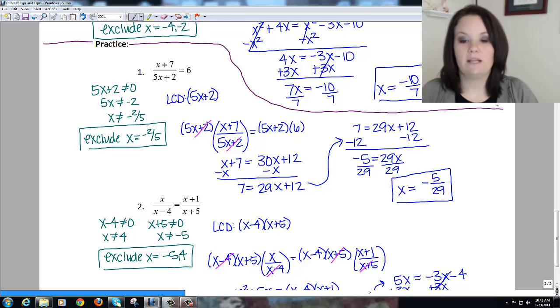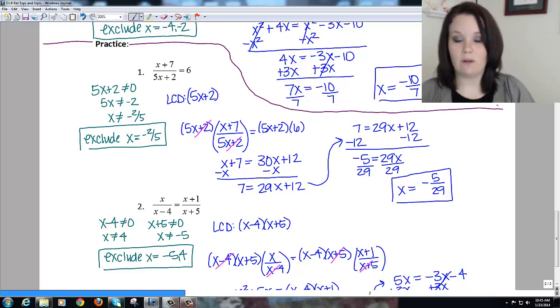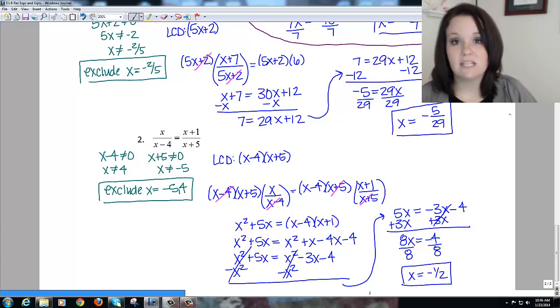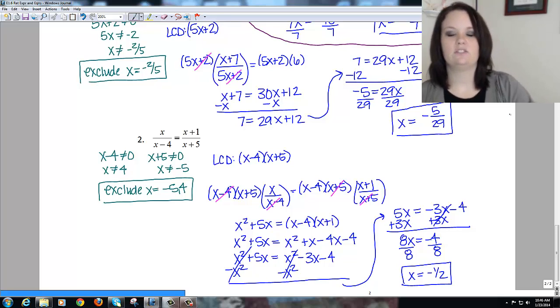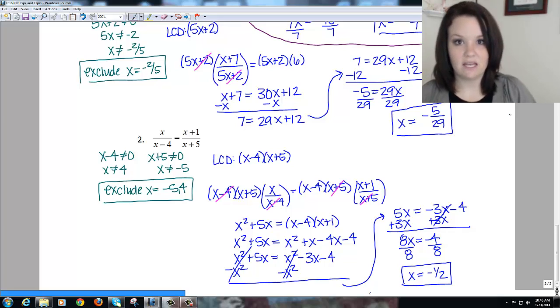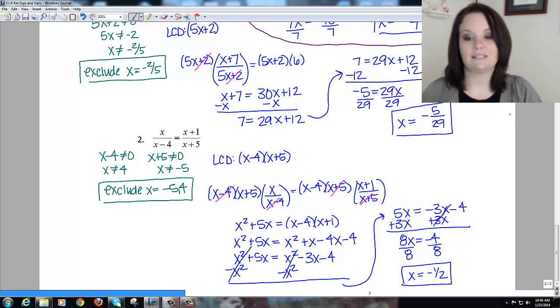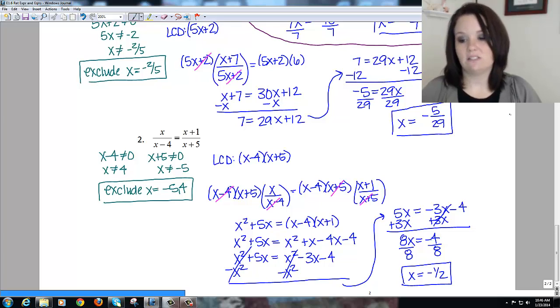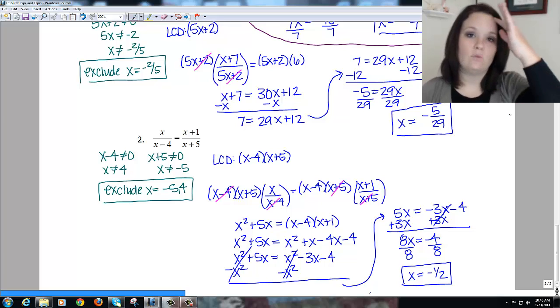My least common denominator in this case is x plus 5 and x minus 4. So that's what I'm multiplying on both sides of my equation. Okay. Notice that my denominators on both sides cancel out, and what I'm left with, I then need to multiply out. So I distributed the x to the x plus 5, and then I FOILed the x minus 4 and the x plus 1. After that, it's just a matter of getting all your x's on one side, all of your constants on the other. When I solve, I get x equals -1/2.